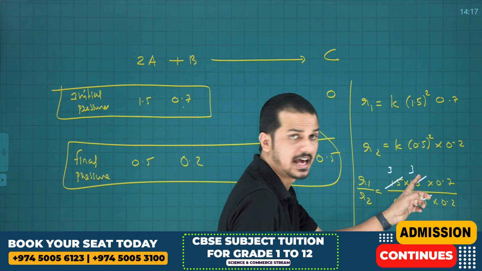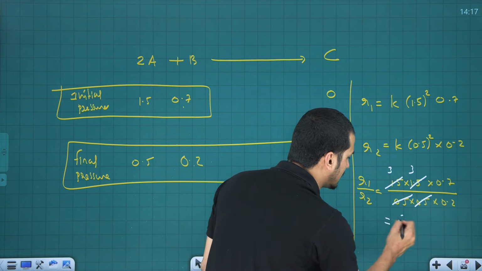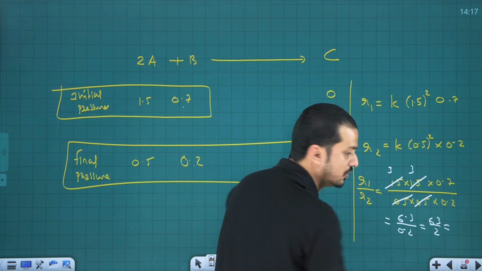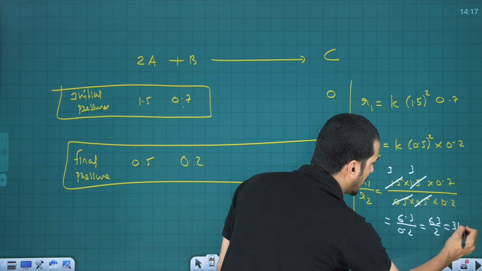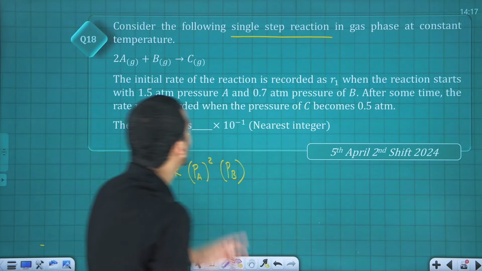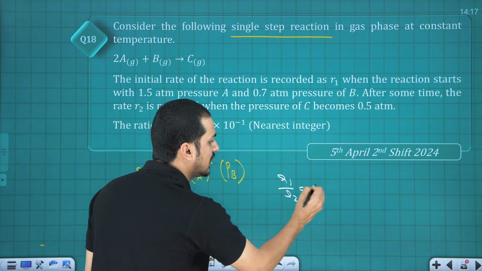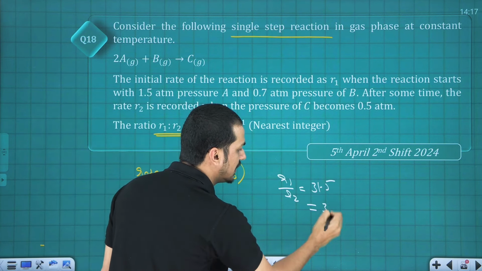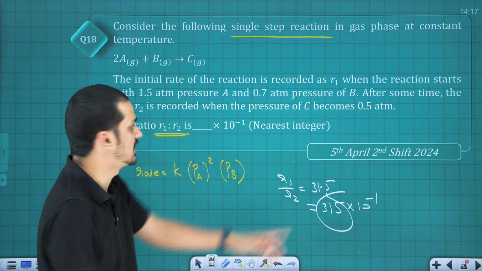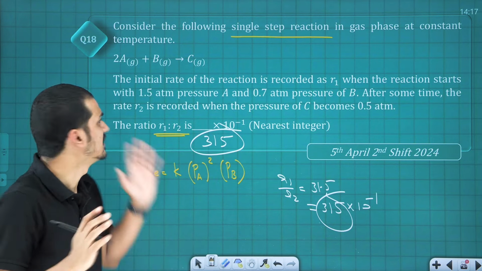So 3 into 3, 9. 9 into 7, 63. So this will be 6.3. 6.3 divided by 0.2 means 63 by 2, that's equal to 31.5. But in our question, they are asking into 10 raised to minus 1. So R1 by R2 we got 31.5, that means 315 into 10 raised to minus 1. So the integer they are asking is 315. You got it, guys? Yes.